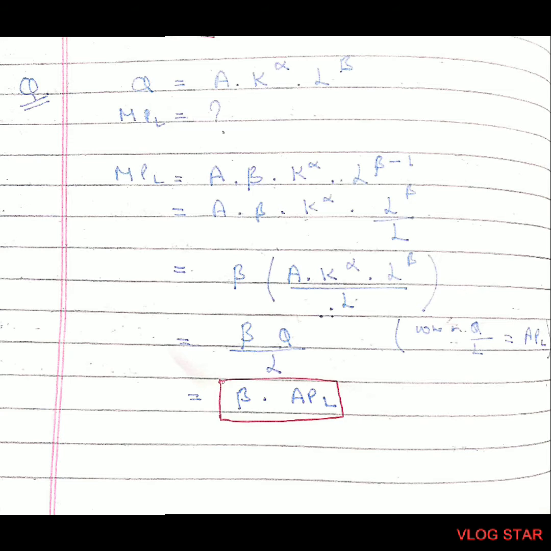Now as it is mentioned in the question, Q is equal to A, K to the power alpha, L to the power beta. So in place of A, K to the power alpha, L to the power beta, we can put Q, right? So it would be beta Q upon L. And as we know, APL is equal to Q upon L, that is output upon labor. So in place of Q upon L, we can write APL, right? So the marginal productivity of labor would be beta APL.